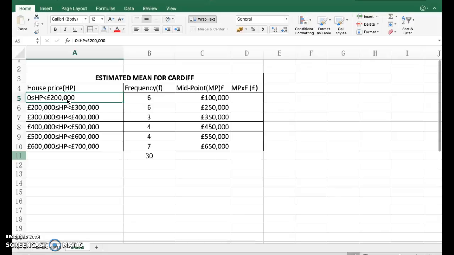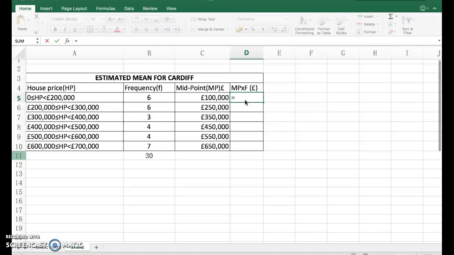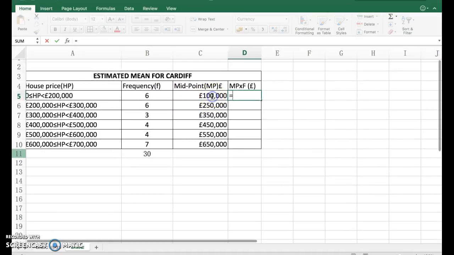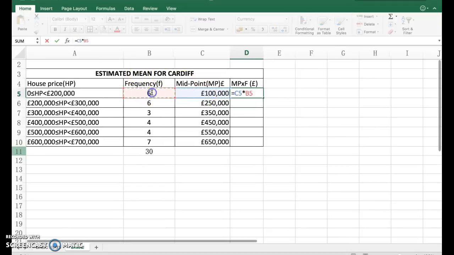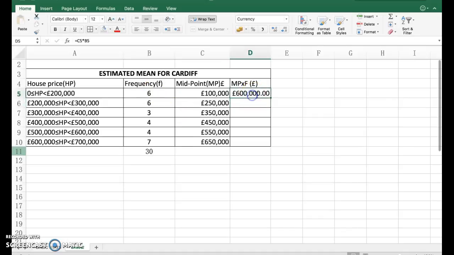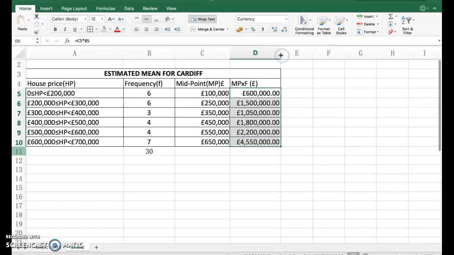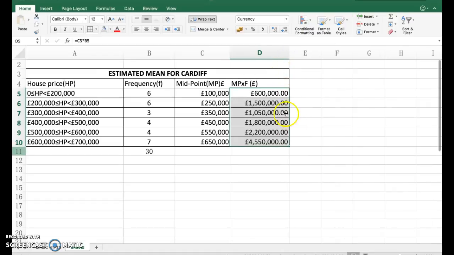Okay. So now that we've got those points here, we're going to have a go at calculating the estimated mean for this. So we've got this other column here, which has MP times F, midpoint times frequency. So that's what we do. We go the midpoint times the frequency that occurs. So it's that cell times that cell there. And we can drag down. Should work fine. If you get the hashtags, because the cell is not big enough, I'm going to widen it there. And I'm going to get rid of those decimals there.